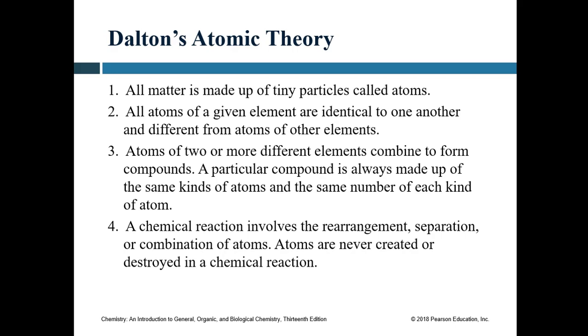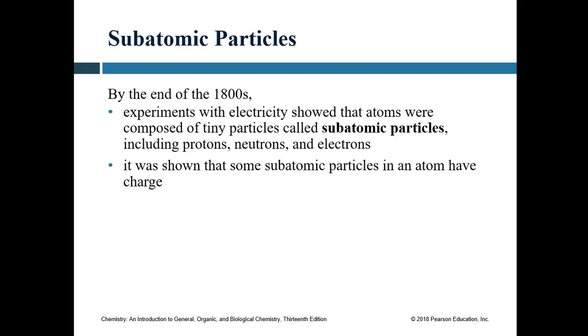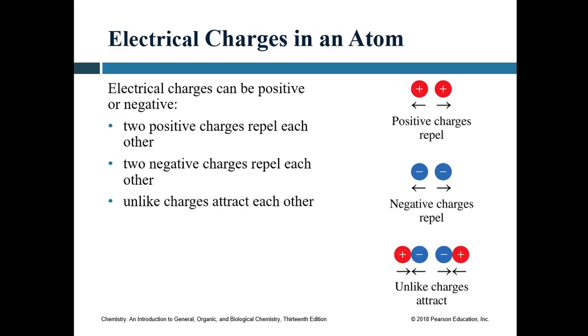A chemical reaction involves the rearrangement, separation, or combination of atoms. Atoms are never created nor destroyed in a chemical reaction. So those were things that he came up with. By the end of the 1800s, experiments with electricity showed that atoms were composed of tiny particles called subatomic particles that included protons, neutrons, and electrons. And it was shown that some of these subatomic particles in an atom have a charge.